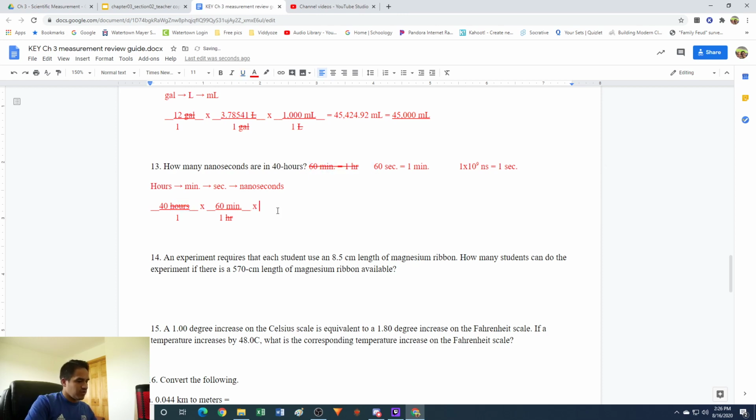Then from there, we're going to convert our minutes into seconds. So we're then going to have 60 seconds over 1 minute. That's fine. We'll keep it crossed out. So we're going to cross out this one here. So minutes cross out. So that's this conversion here. That one's done with. And then our last one is going to be converting seconds to nanoseconds.